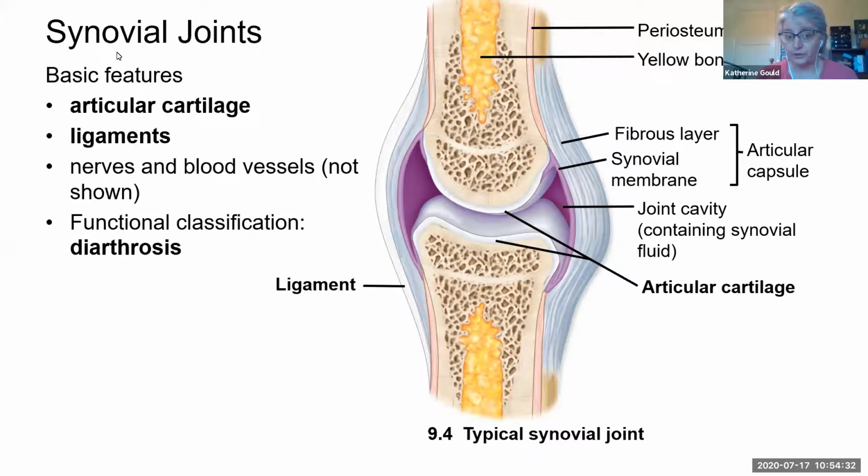All synovial joints are classified functionally as diarthroses, even though some of them don't move very much. So if you think about the articulations between the vertebrae, the superior and inferior articular facets, they're plane joints. Yes, they can move across each other in several different ways, but they don't move much, to be honest. But they are considered diarthroses because they are synovial joints and they do have more movement in them than the amphiarthroses.